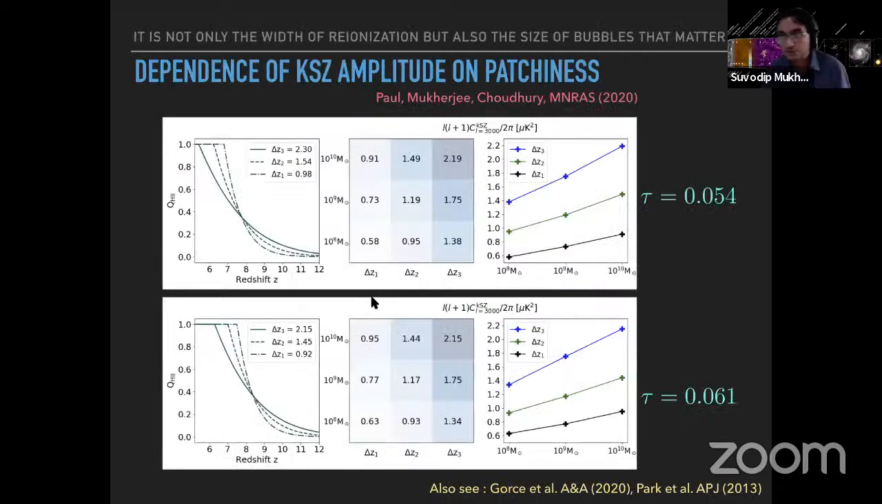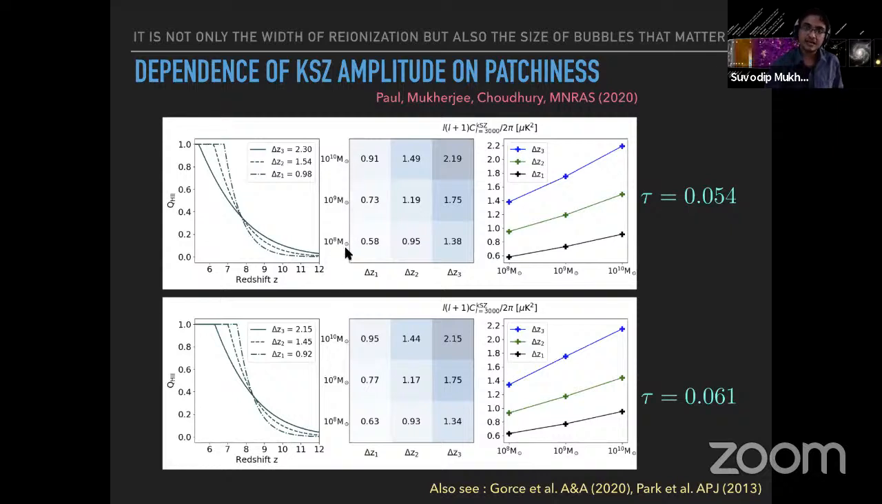So let's take a deeper look into this problem and ask, what are the parameters which are affecting my power spectrum of kSZ? What we are showing here is the signal from different simulations. Each of these boxes in the matrix diagram shows results from individual simulations for scenarios where your optical depth is like 0.061 and 0.054. On the x-axis, you see different values of the duration of the epoch of reionization. That's the delta z parameter, shown over here for delta z1, delta z2, and delta z3. And on the y-axis, different minimum halo masses driving the reionization.